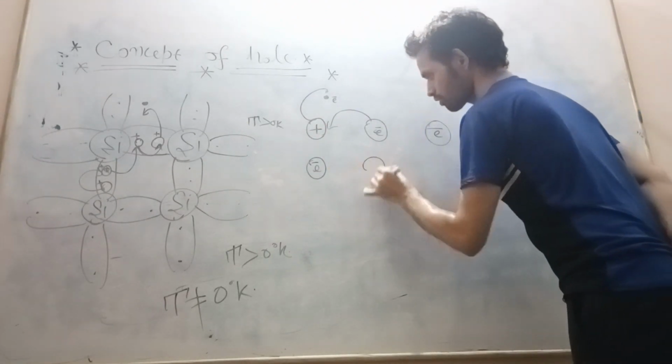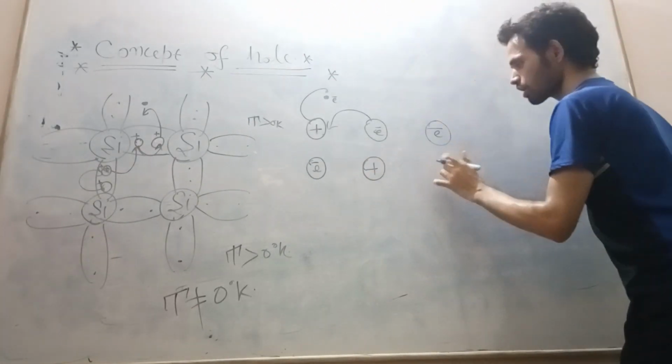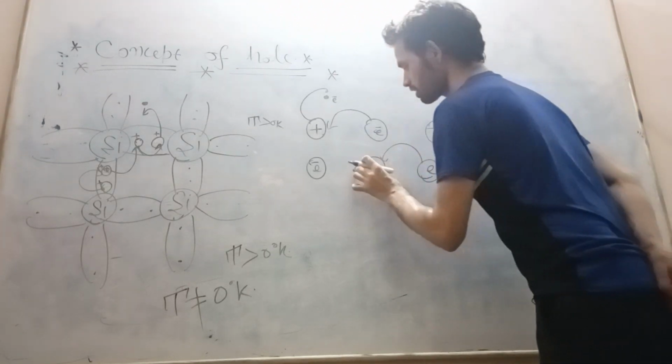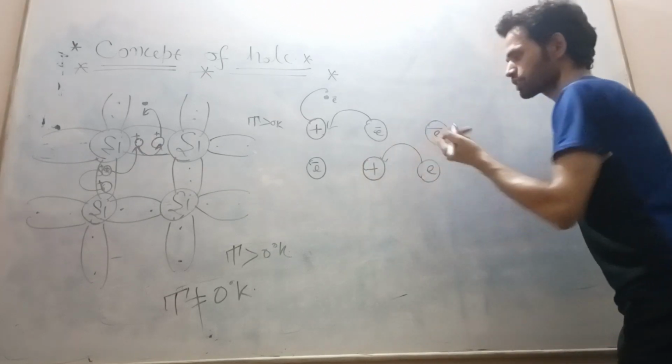Now here a positively charged empty state will get created. Okay. So now this electron will come and jump. It will replace this positively charged empty state.